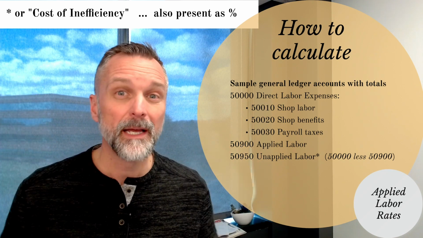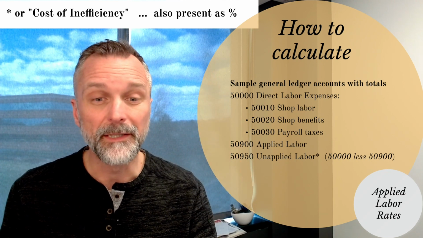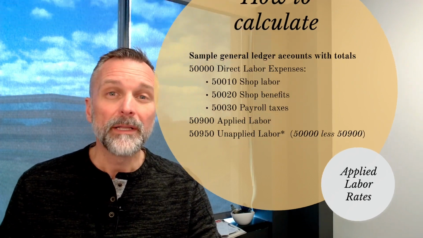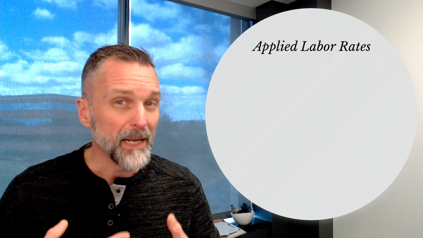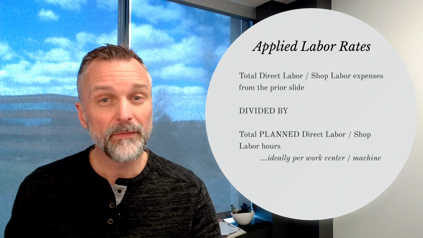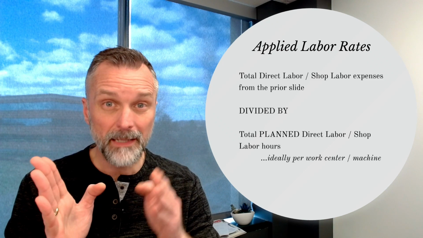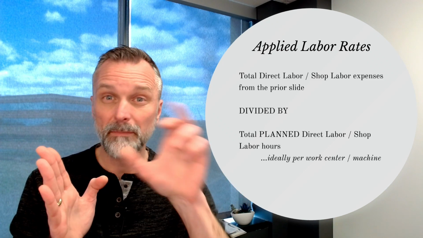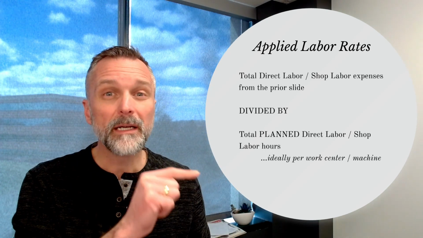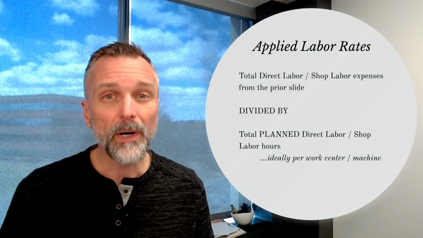And that difference, again, is a cost of inefficiency, and it can be expressed also as a percentage. So how do you feed the applied labor? Well, each manufacturing system is different mechanically in how it's going to get done, but to calculate the rate, the concept is very similar. You're going to take the planned estimated payroll for the next month or the next 3 months, and you're going to divide that by the estimated hours that you are planning those same employees to work.